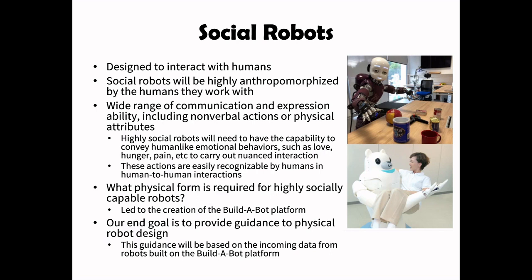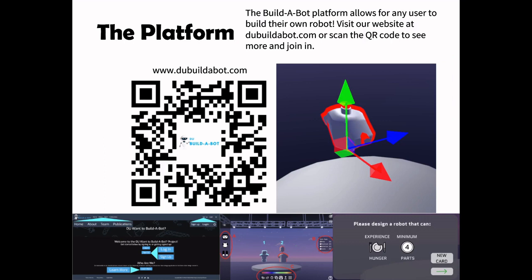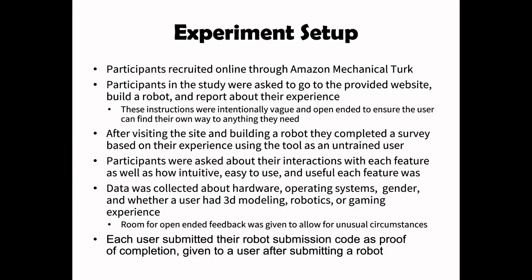So, what physical form is required for highly socially capable robots, right? And this is the question that led to the Build-A-Bot platform. Our end goal is to provide guidance to physical robot design. This guidance will be based on the incoming data that we get on the Build-A-Bot platform. The platform itself, you can visit at dubuildabot.com. You can use that QR code. When users navigate here, they're directed to the bottom left image. That is our home screen, and they can navigate through the tool to the other images provided.